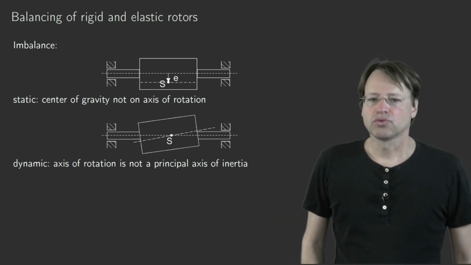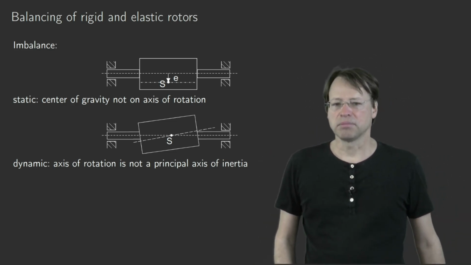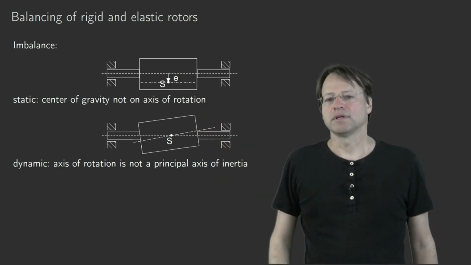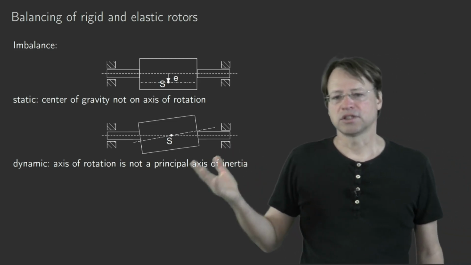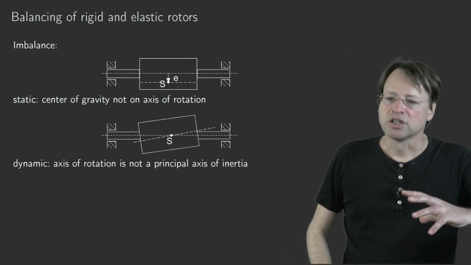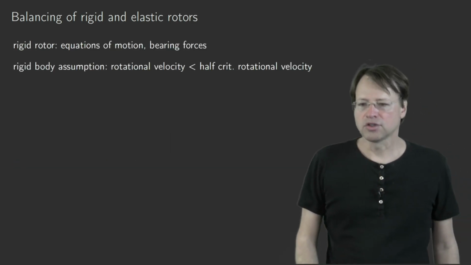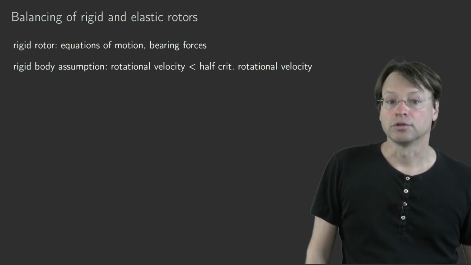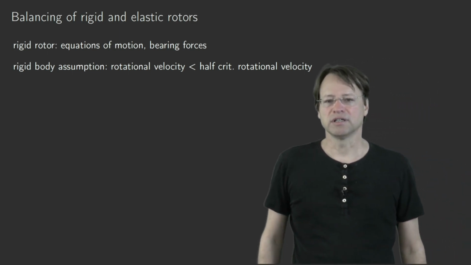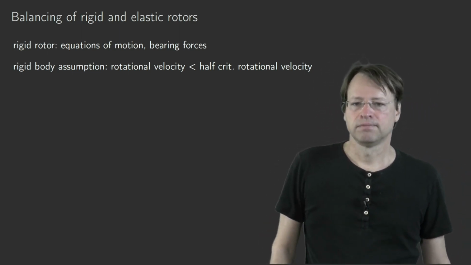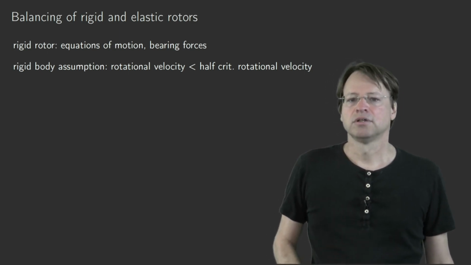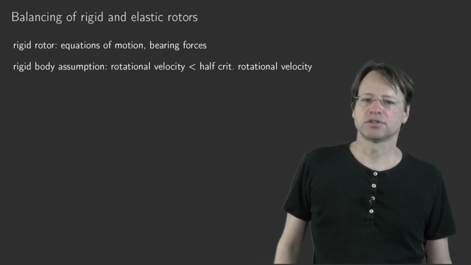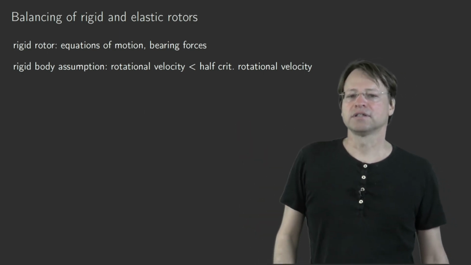So let's move to the equations of motion in order to understand better what happens here at the bearings when such a rotor with an imbalance, be it a static or a dynamic imbalance, starts to rotate. So our equations of motion. First of all, we have to ask the question whether we are allowed to use the rigid body assumption here. And the answer is yes. It is allowed if the rotational velocity is half of the critical rotational velocity, so half of the critical speed.